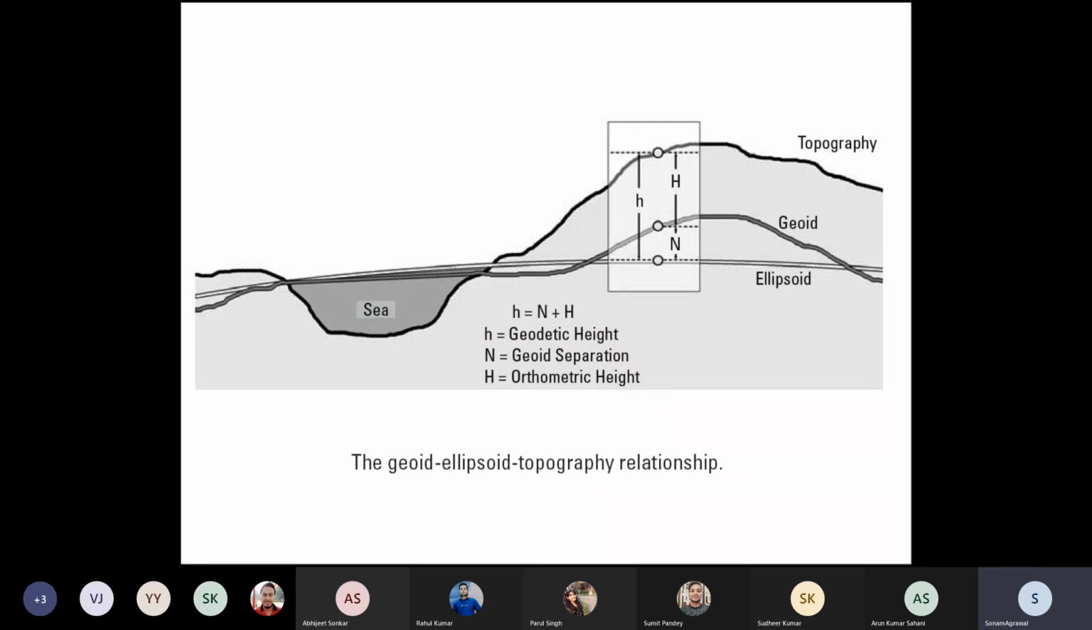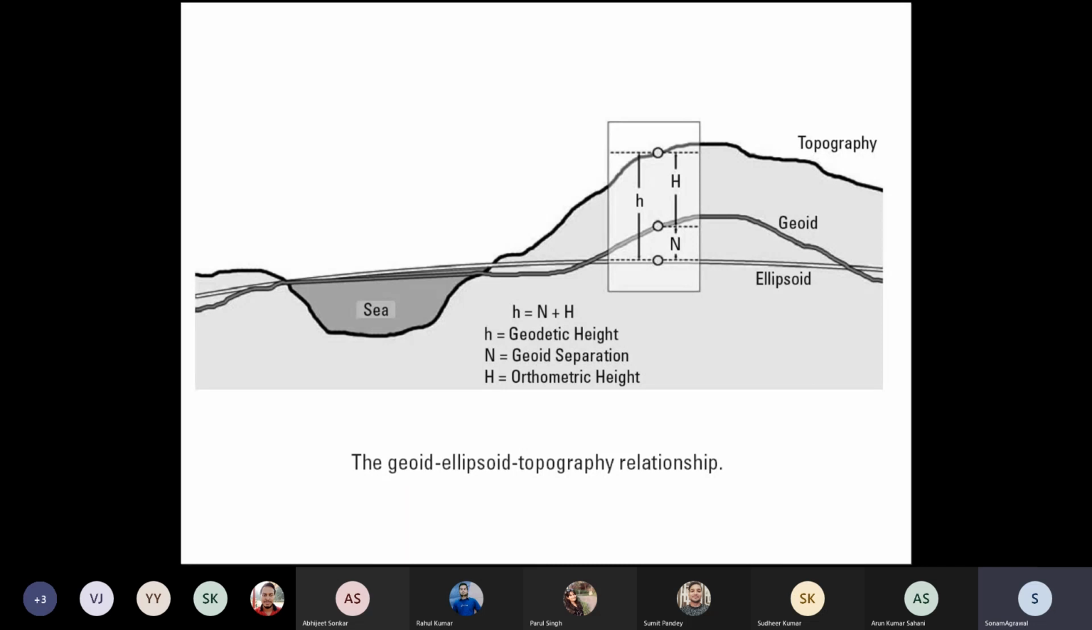So what is the ellipsoidal surface? The smooth mathematical surface is called the ellipsoidal surface. What is the geoidal surface? The equipotential surface. Listen to this term carefully. The equipotential surface of the earth, which coincides with the MSL at most places, is called the geoidal surface. Then the third one is the topographical surface. The real world surface that we see is called the topographical surface.